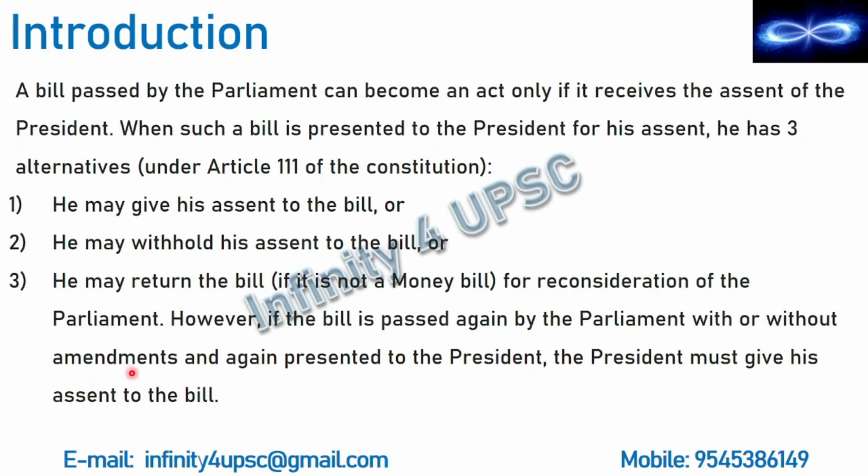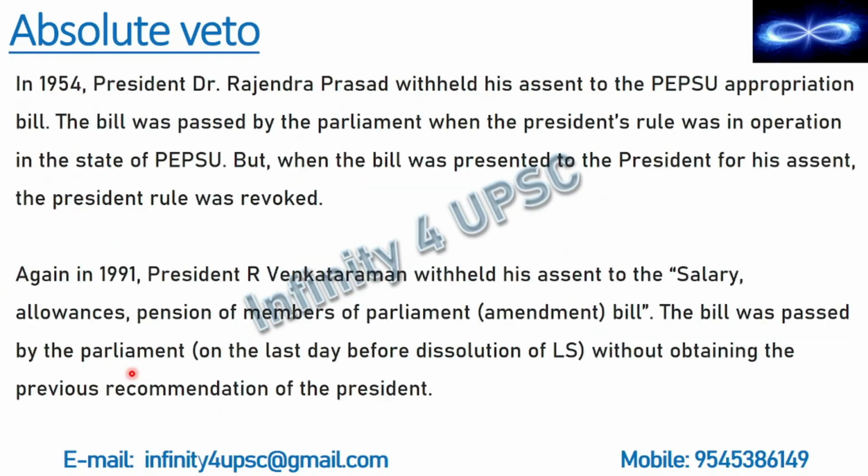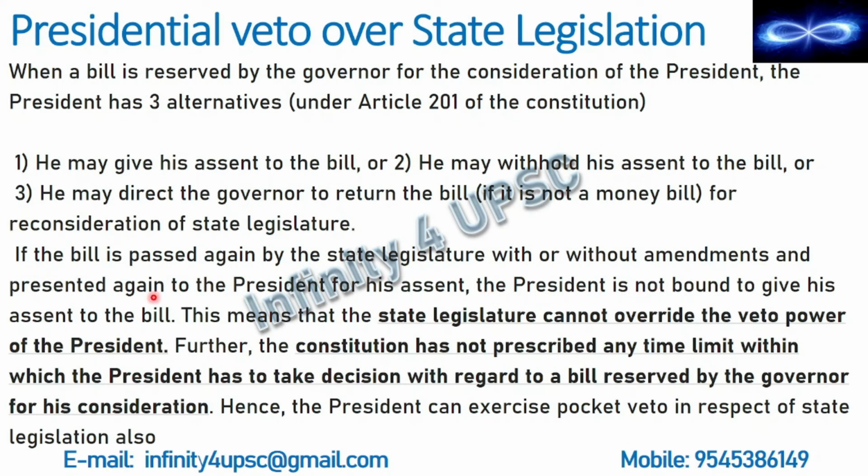So this is one limitation which is not there in case of state legislature's bill. So there he has got absolute veto. The president is not bound to give his assent to the bill. This means that the state legislature cannot override the veto power of the president. Very important statement. Similarly, the other important statement is that the parliament can override the veto power of the president. That is true. And here in case of state legislature, it cannot override the veto power of the president.